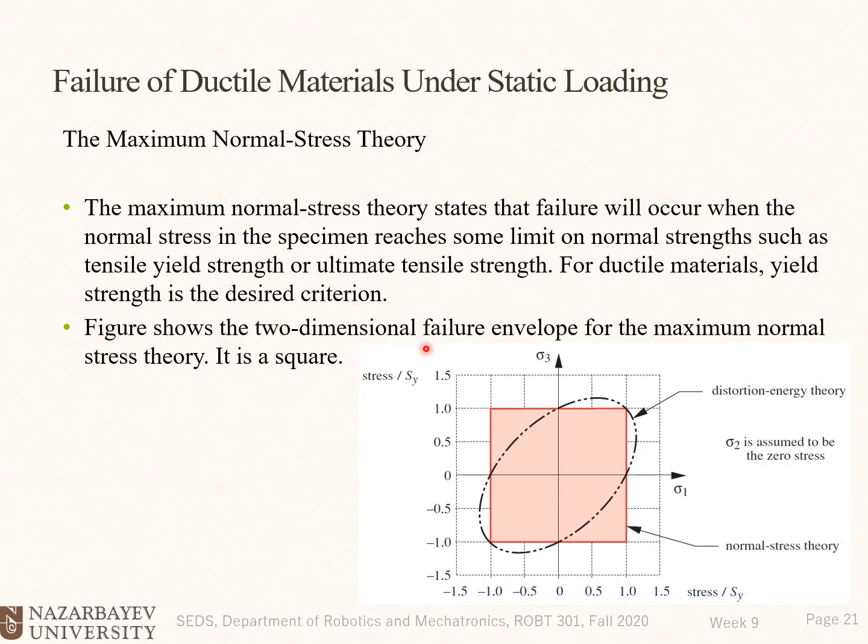The figure shows the two-dimensional failure envelope for the maximum normal stress theory. It is a square, okay? So you see that the safe region now goes beyond the ellipse. It means that this theory is not a proper theory. Sometimes it doesn't predict the failure in this region. In these regions, it shows that the safety factor is greater than one, but the reality is that von Mises theory is the most accurate one, and the part fails.